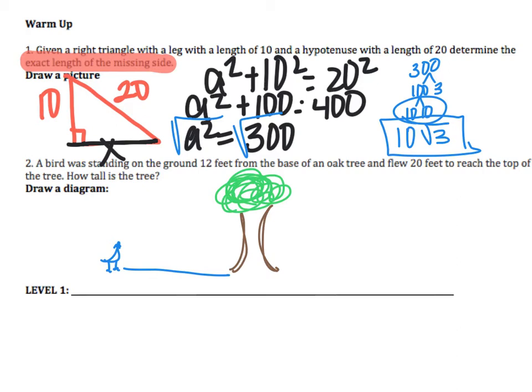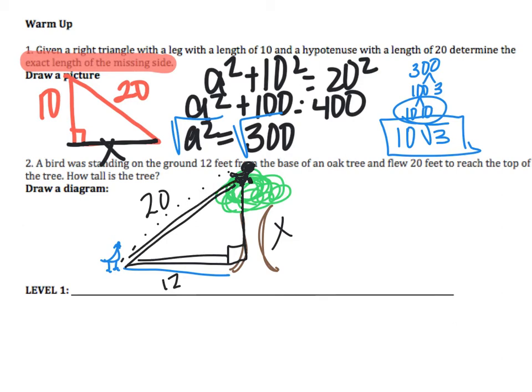And he flew 20 feet to reach the top of the tree. So he's going to fly 20 feet to the top of the tree. So here he is again. How tall is the tree? So he flew 20 feet. He's 12 feet from the base of the oak tree. I want to know how tall the tree is. So you can see, maybe, you've got a right triangle in here where you know the hypotenuse and one of the legs. So we are going to do the Pythagorean theorem again.